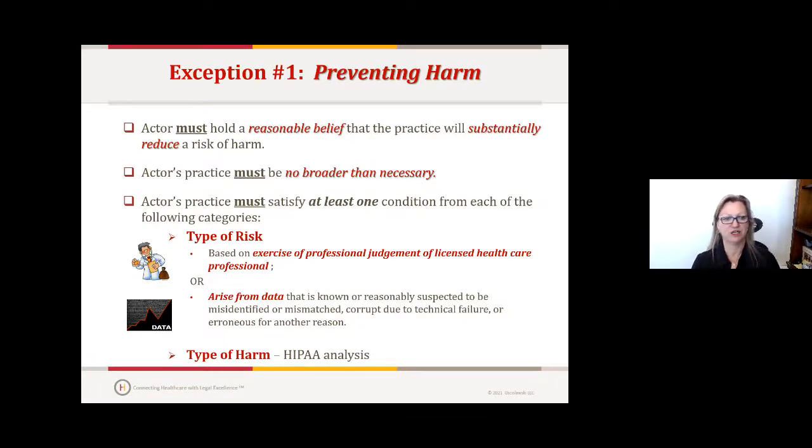Exception number 1: you can hold back or not respond or say, I'm not releasing the EHI to the requester, if you need to do so in order to prevent harm. Now, remember that there has to be a reasonable belief. There has to be either a licensed professional involved in that determination, or that harm risk has to come from the data. So the data is corrupted, the data is bad, whatever, and if you release it, it could cause harm to the person or the party who's getting the information, and so you can claim that exception.